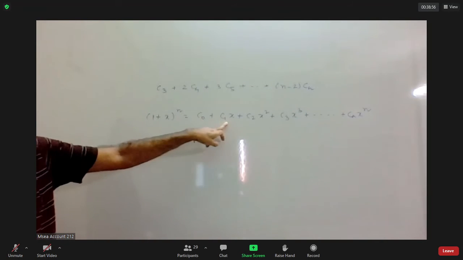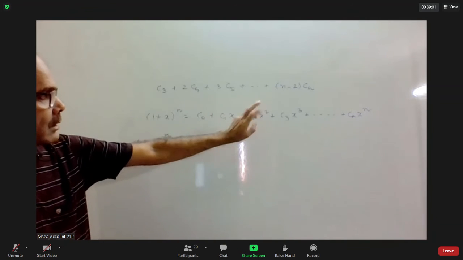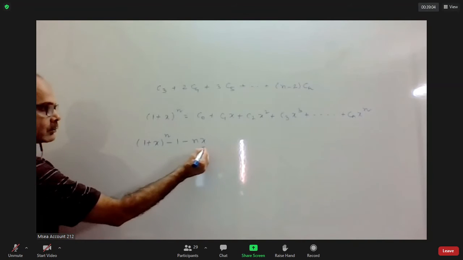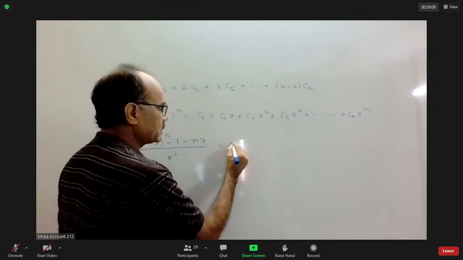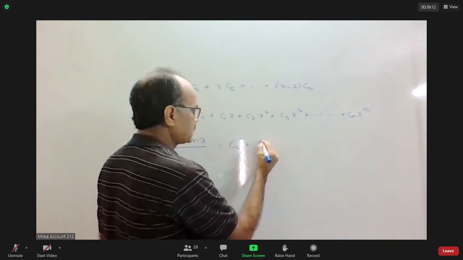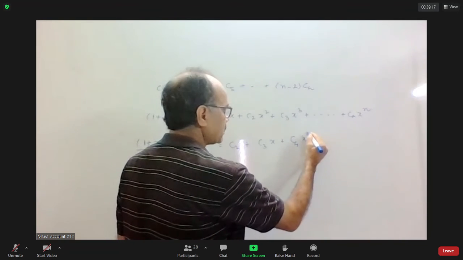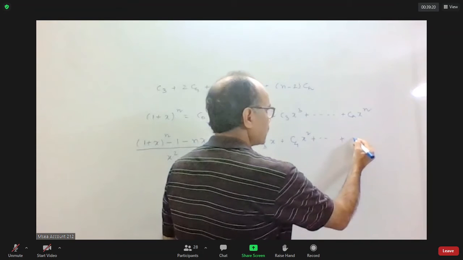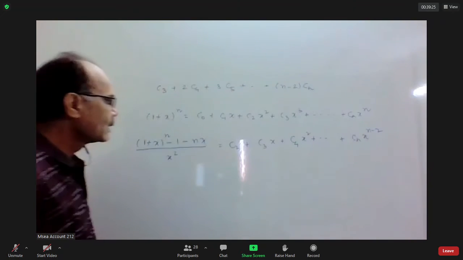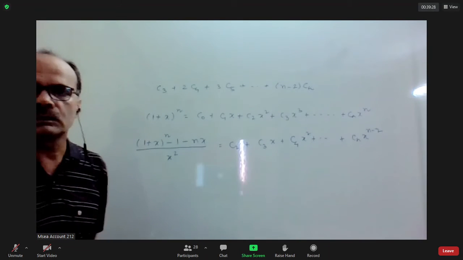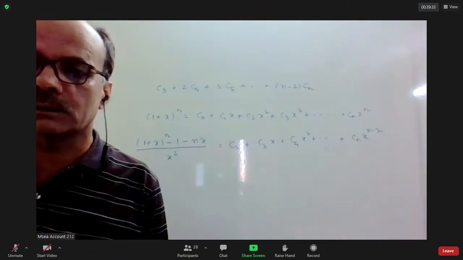So we don't want these two terms, sending them to the left hand side. After differentiating, this term should vanish, so this should be constant. Dividing by x square equals C2 plus C3x plus C4x square, and so on, plus Cn x to the power n minus 2. Now if you differentiate and put x equal to 1, we'll get it.